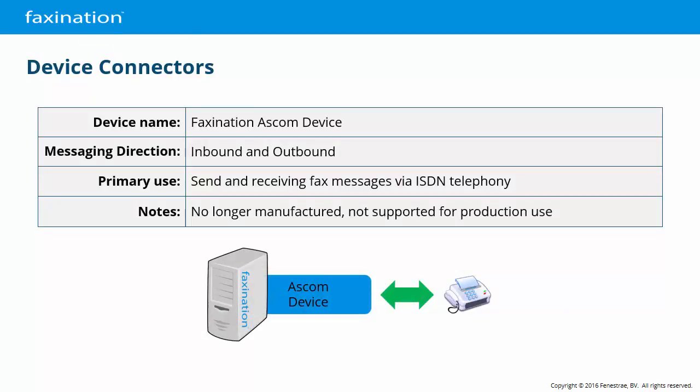Moving on to our device connectors, we begin with the Faxination ASCOM device. ASCOM digital fax routers are external 2-channel ISDN devices with a COM port interface. And because they use standard AT commands over a serial port, they don't require specific drivers and still work with modern 64-bit operating systems, assuming you still have a COM port or a USB adapter. Now, these things are no longer manufactured, and it's difficult even to find a photo of one on the internet. But if you're evaluating Faxination, you need a fax device to test with, and you have one of these lying around, this connector is available. Of course, since these are end-of-life devices, they're not supported by Fenestre for production use.